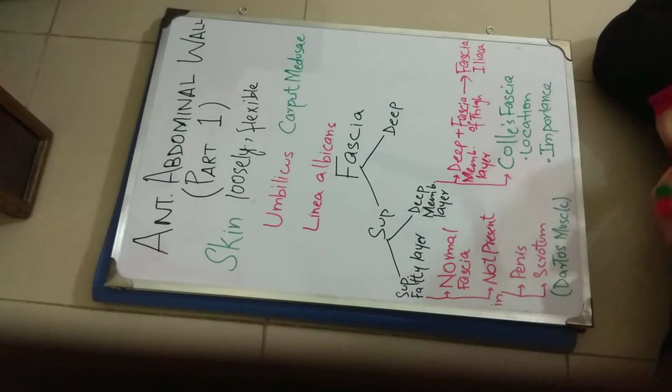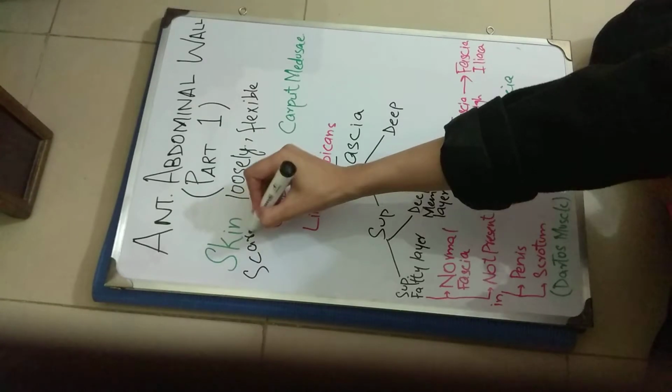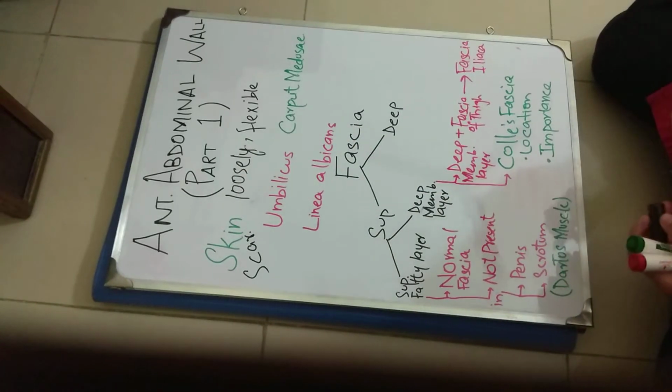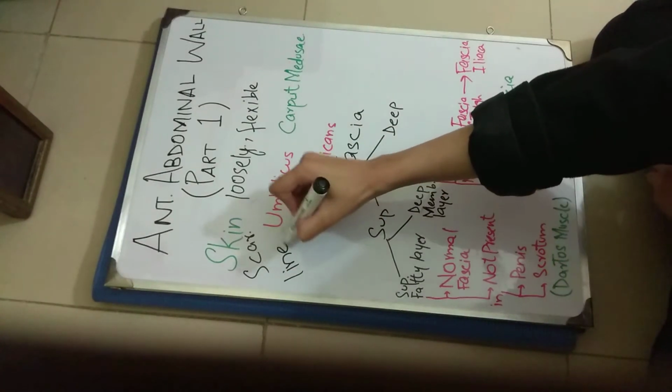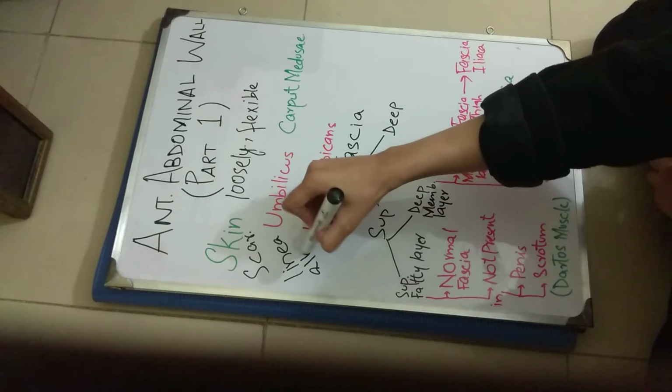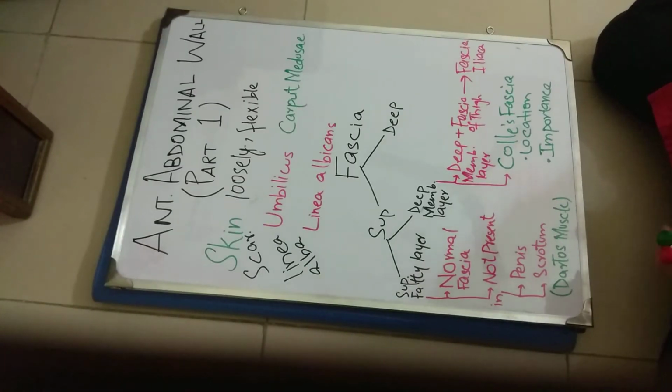What is the umbilicus? The umbilicus is a scar, representing the area where the umbilical cord was attached in fetal life. And where is the umbilicus situated? It is situated in the linea alba, the midline of the abdominal wall.